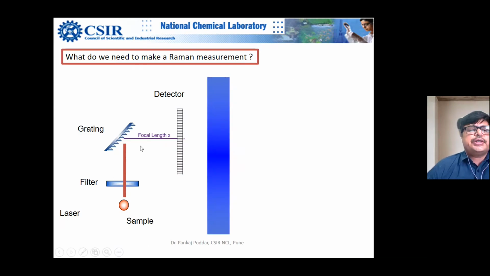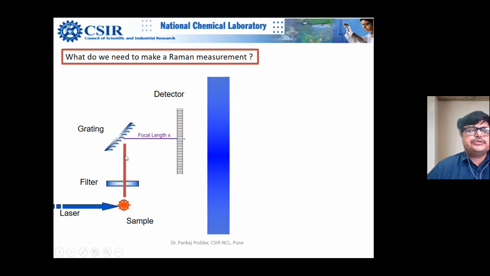So if we simplify the ray diagram, we have this laser which interacts with the sample, and then we have to put this filter. I will speak about the limitations of this filter. So this is actually a Rayleigh filter. If you change the laser line, you have to change the filter type here. There are two kinds of filters, notch filter and edge filter. Whatever your filter may be, the sole function of the filter is to cut the Rayleigh.